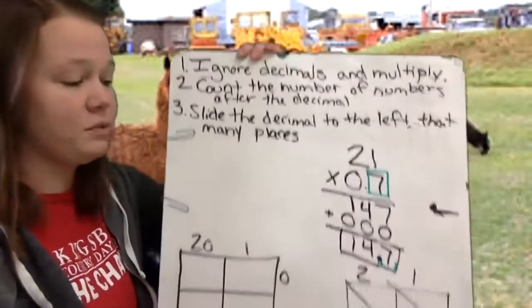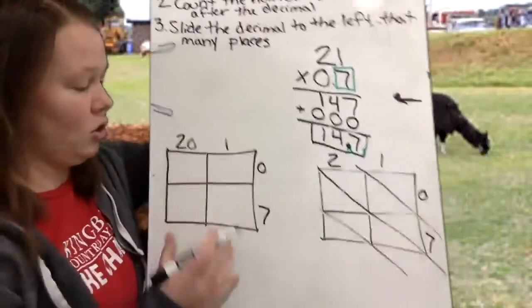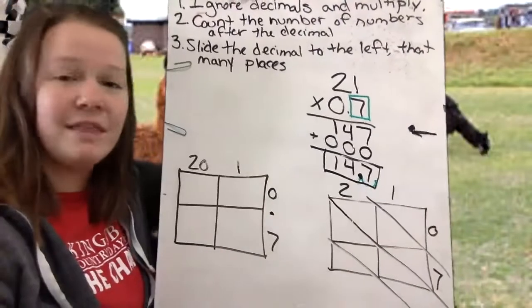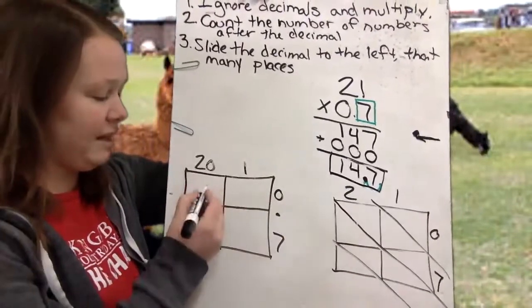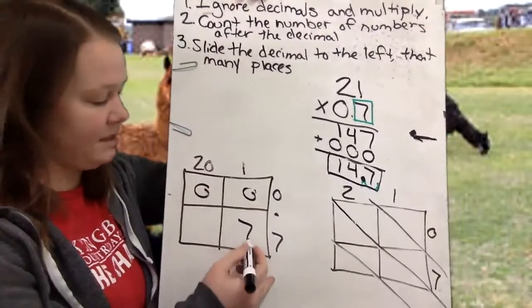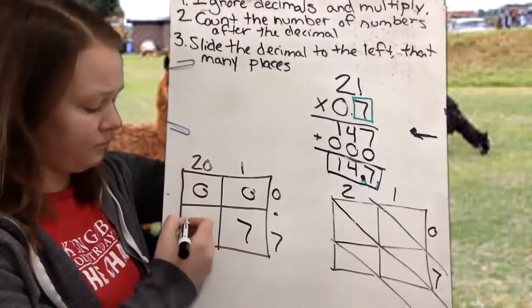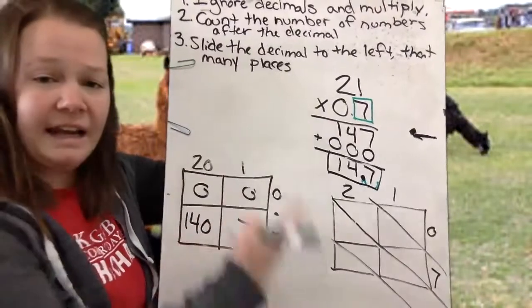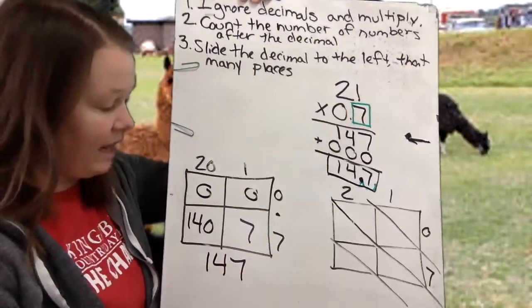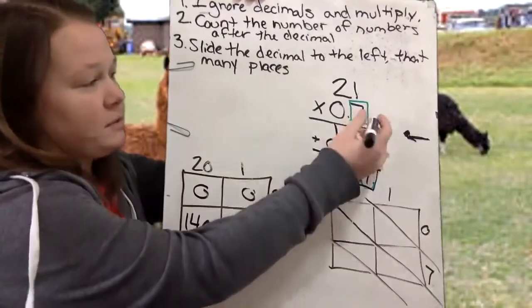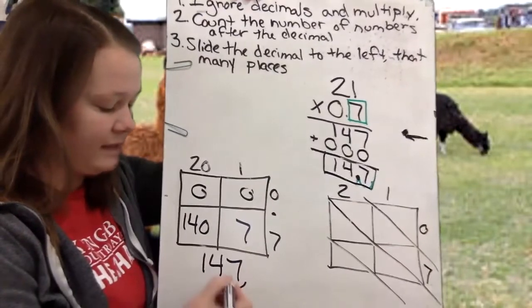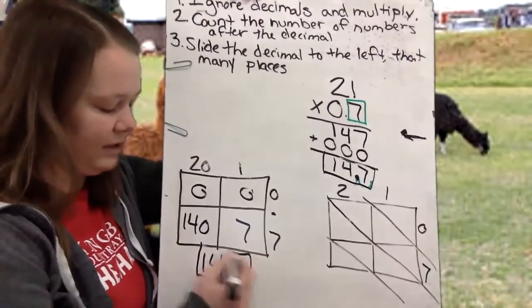So we can do this with any other strategy that we have. So I can do this with the area model. I can do the same thing. Pretend that that decimal is not there for now. 20 times 0 is 0. 1 times 0 is 0. 1 times 7 is 7. And 20 times 7 is 140. Again, I add all these up. So that gets me 147. And then I slide that decimal over how many spots? Well, same thing. Slide it over 1 spot. So take that decimal that's over here, slide it over 1 spot, and we still get the same answer.